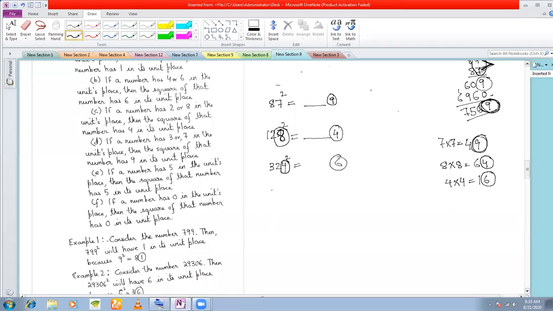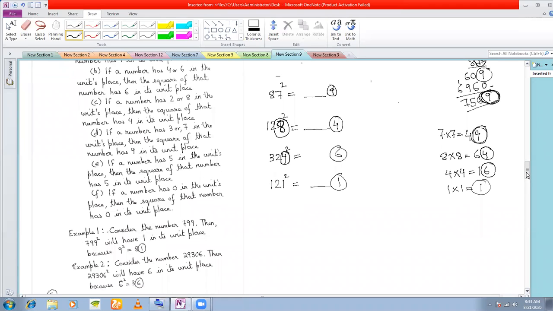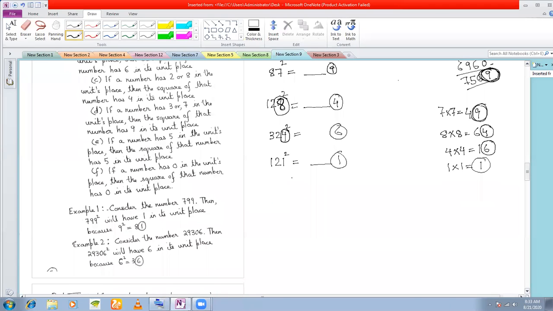Let us take a simple one this time. 121. What should be the last digit of this number? Multiply 1 into 1, you get 1. So 1 has to be the last digit. Okay, let us take one more example and then I can proceed with the next property. Let us take 176 square. So what should be the last digit? You take the last digit of this, multiply it with itself, you get 36. You're getting 6 as the last digit here.